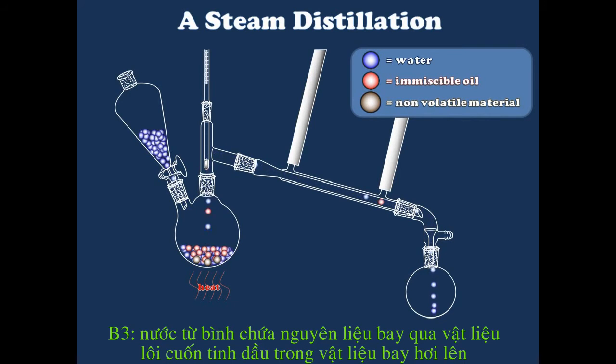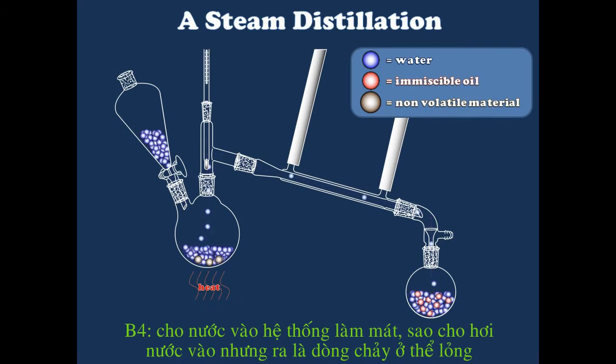This means that over time we expect to accumulate in the receiving flask a mixture of water and immiscible oil, which is consistent and very constant in concentration. As we do so, we slowly deplete the immiscible oil in the boiling flask, until at some point this process has been carried out to the extent that the oil is gone from the boiling flask, and now there's only water and non-volatile material remaining in the original boiling flask.